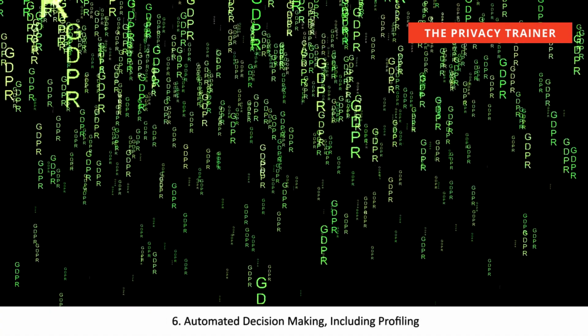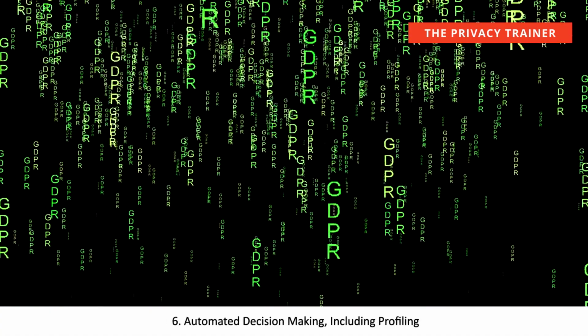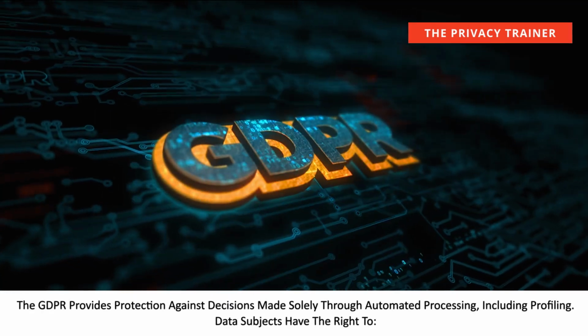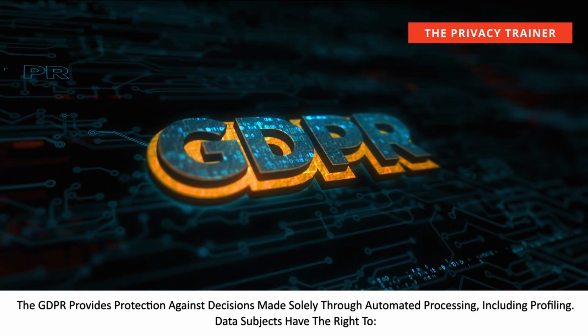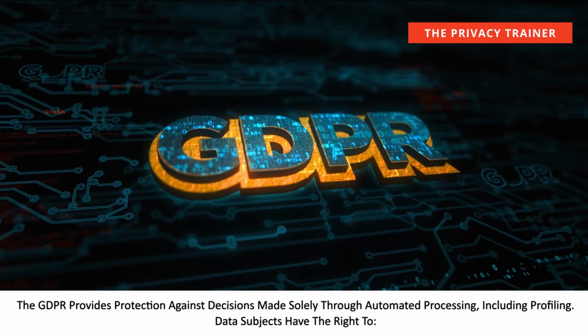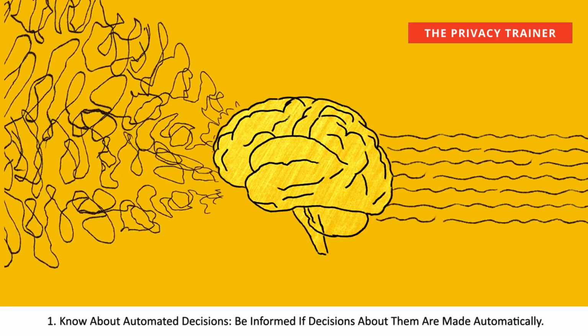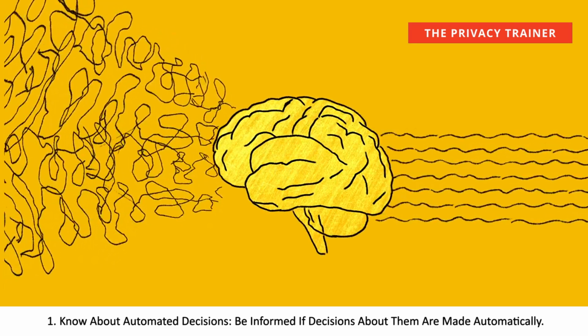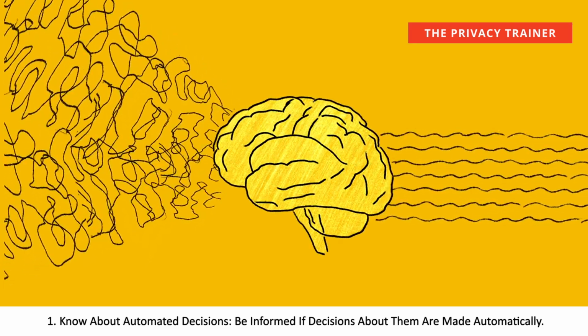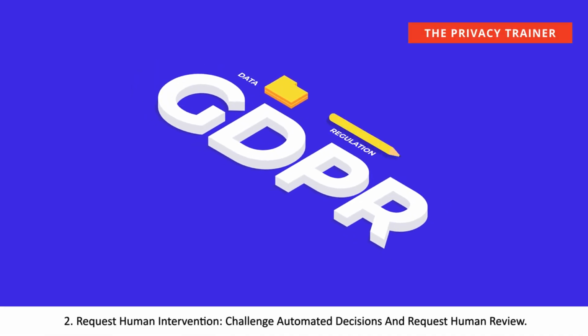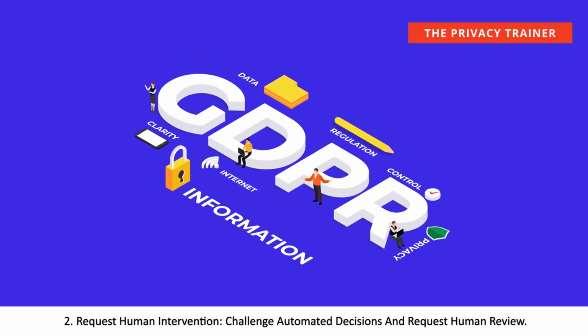6. Automated decision-making, including profiling. The GDPR provides protection against decisions made solely through automated processing, including profiling. Data subjects have the right to: 1. Know about automated decisions. Be informed if decisions about them are made automatically. 2. Request human intervention, challenge automated decisions, and request human review.